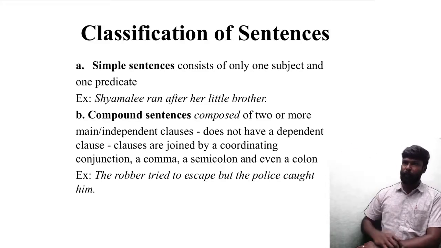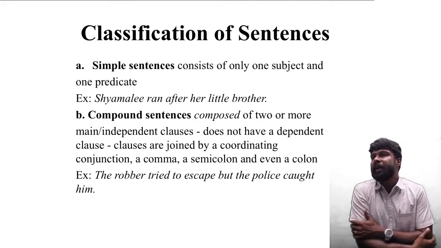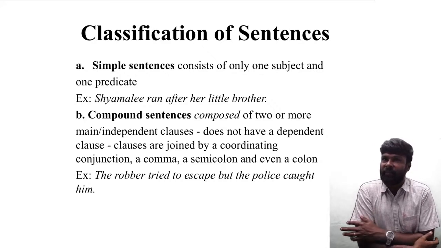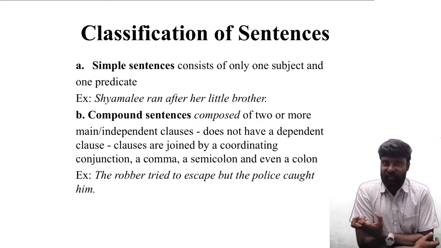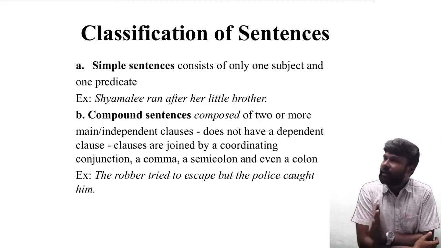Now what is a simple sentence? It consists of only one subject and one predicate. What is a subject and a predicate? It's nothing but a conglomeration of words, right? So subject and predicate makes it a simple sentence.